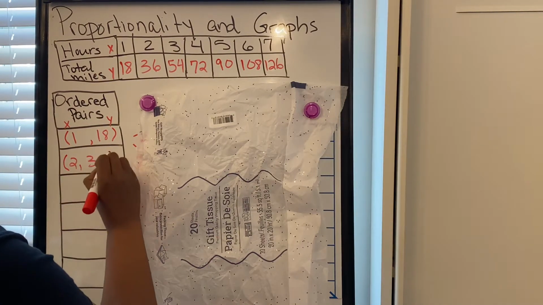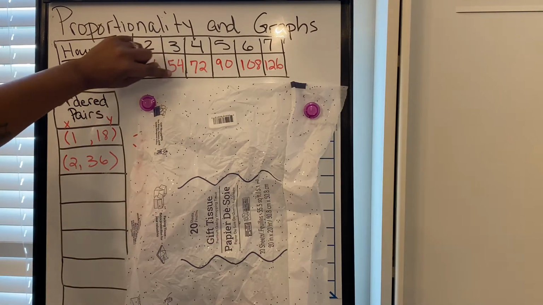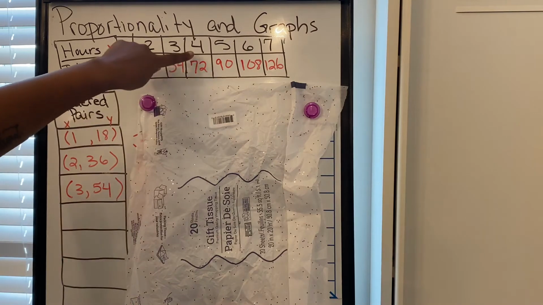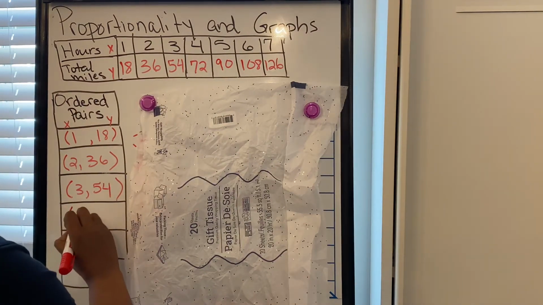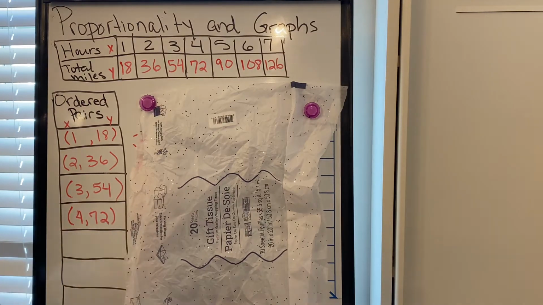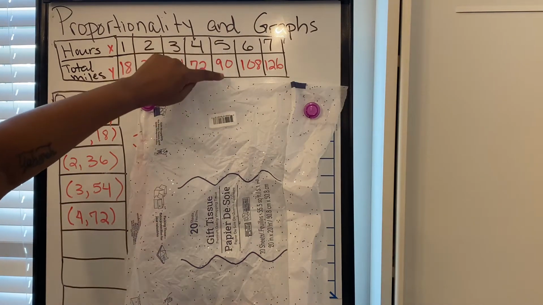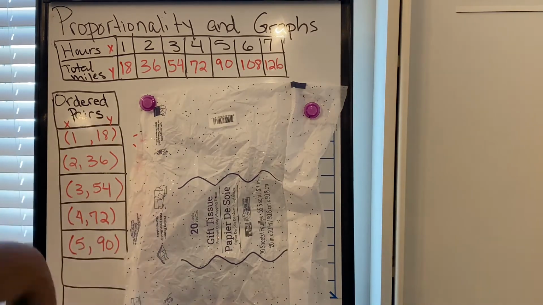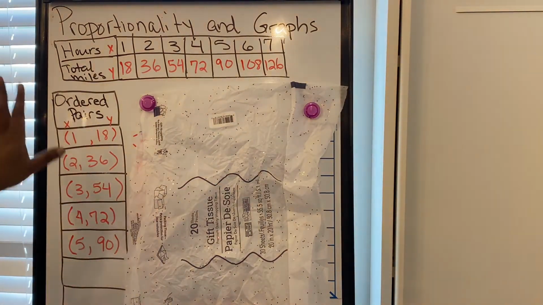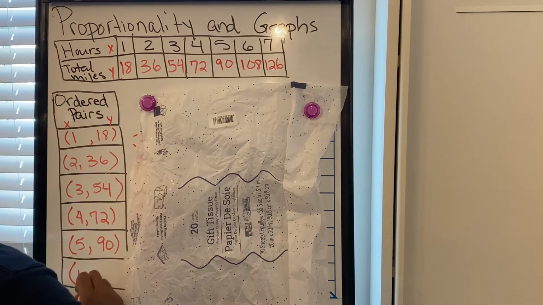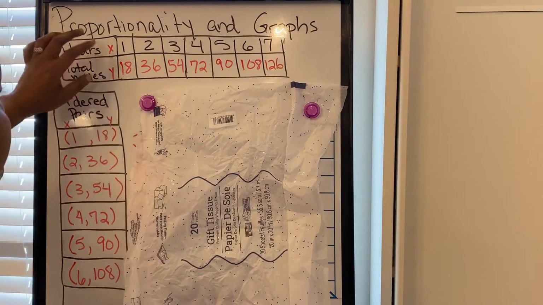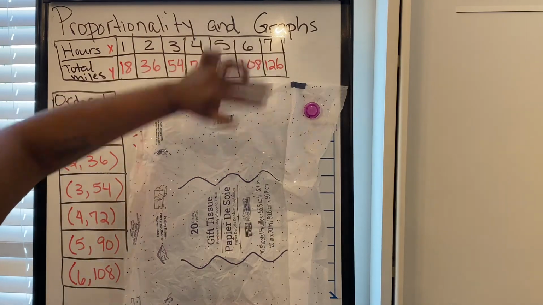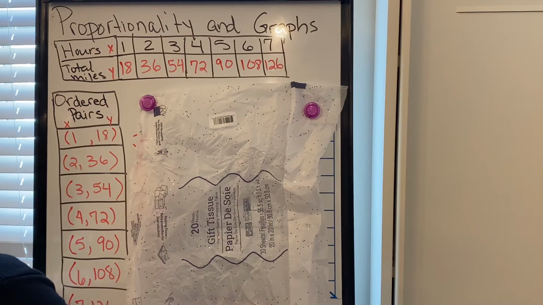My third ordered pair is 3 and 54. So I write 3 and 54. My next ordered pair is 4 and 72. So in 4 hours, he cycled 72 miles. In 5 hours, he cycled 90 miles. And I'm just gonna keep filling out my table, until I get all the way to the last ordered pair. Remember, the ordered pair is always your x and your y value. They're together, okay?